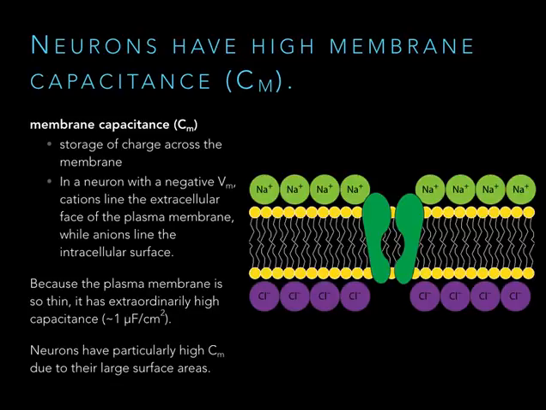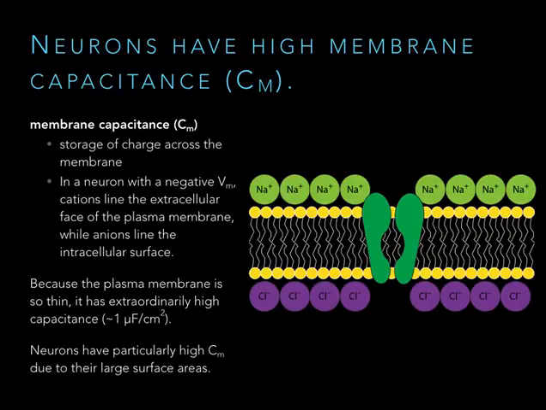Now neurons, because they have so much membrane, so much surface area, have very, very high membrane capacitance. Because the membrane is a capacitor, any charge that moves through the membrane is going to first charge the membrane, and then it will affect the membrane potential. And this is going to cause those smooth transitions as we see.